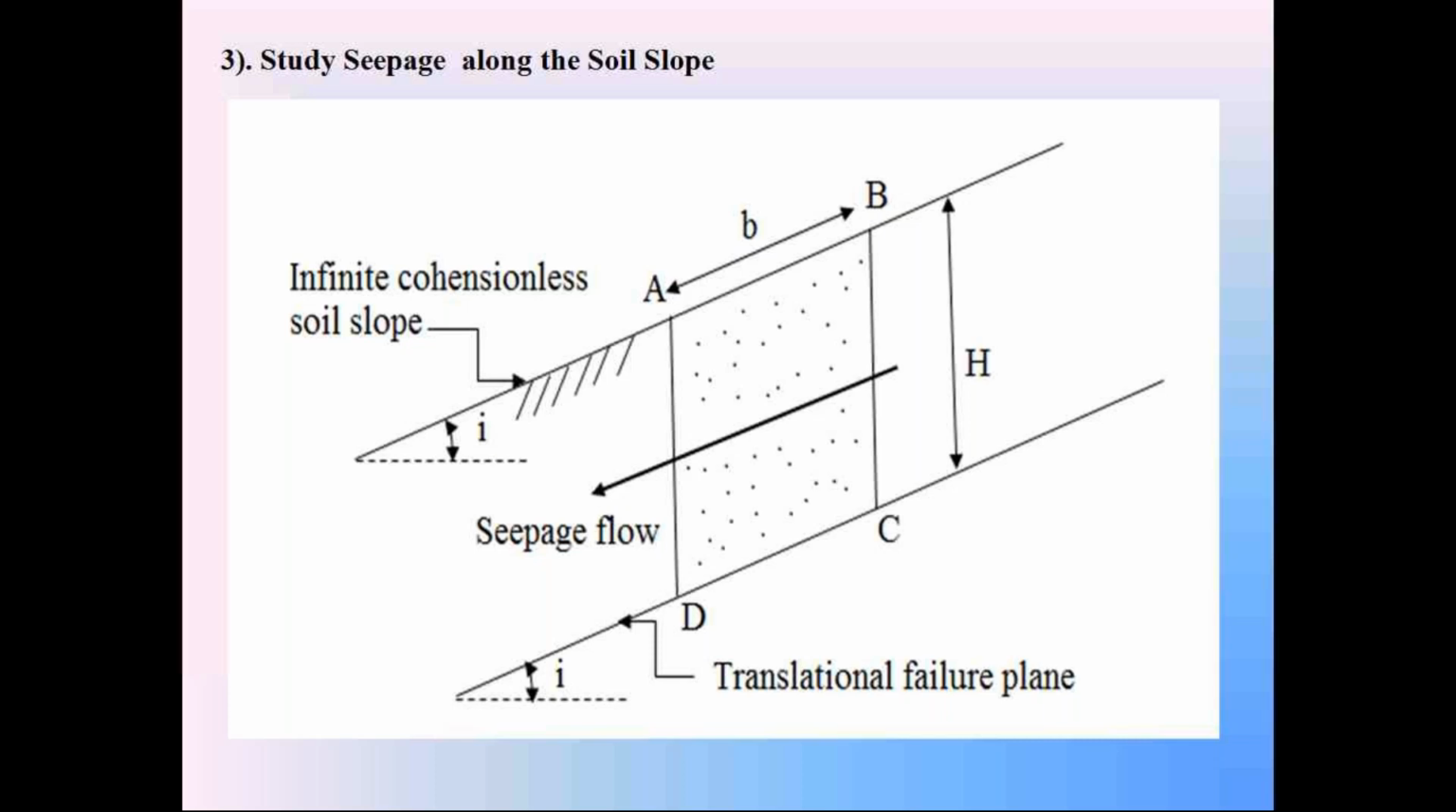So in the dry condition as well as in the submerged condition, we discussed the factor of safety of the infinite cohesionless soil slope. Now in this steady seepage condition also, steady seepage means the flow of water is in steady condition. So we are going to discuss in that seepage flow condition, what is the factor of safety equation for this infinite cohesionless soil slope. Now coming to that derivation of factor of safety for this third condition, seepage flow condition.